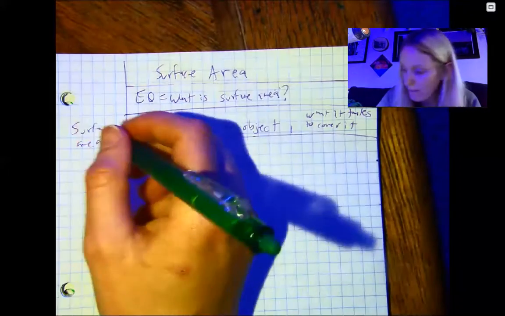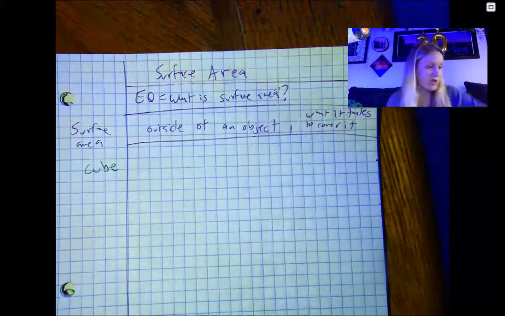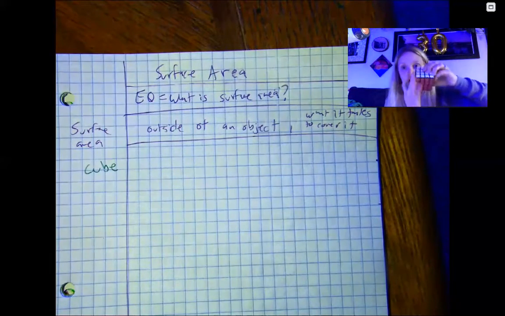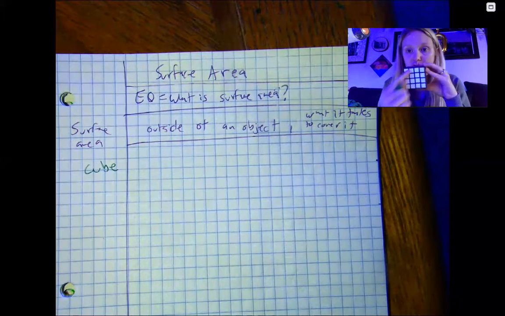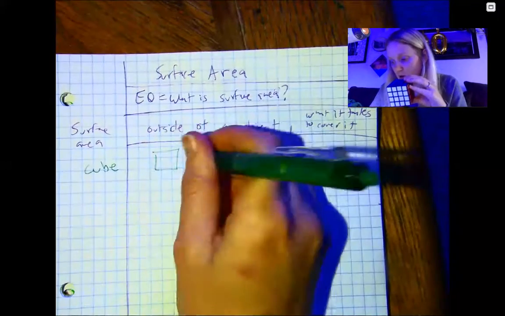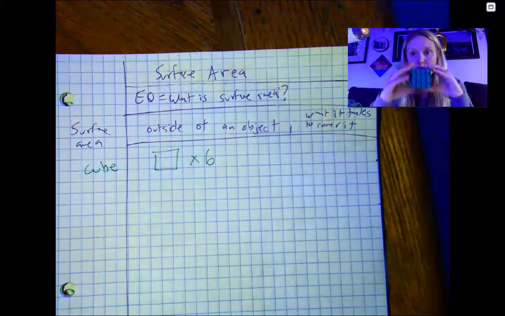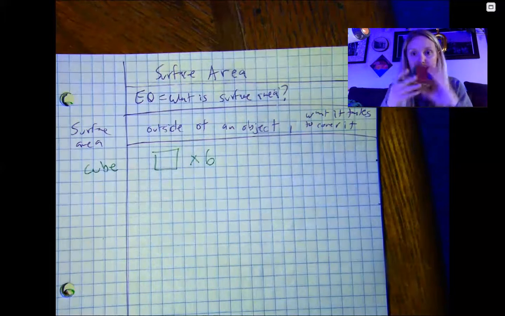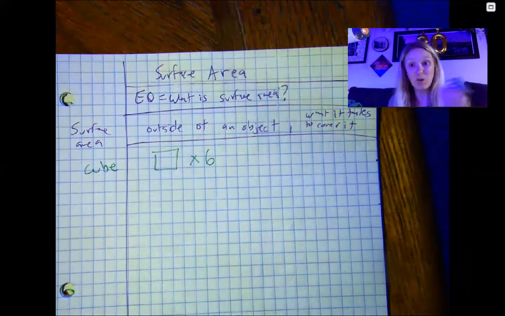Our first is a cube. To find the surface area of a cube, we add up all the areas on the outside of the cube. A cube is made up of 6 identical squares. 1, 2, 3, 4, 5, 6. So I just have to find the area of one square and multiply it by 6.